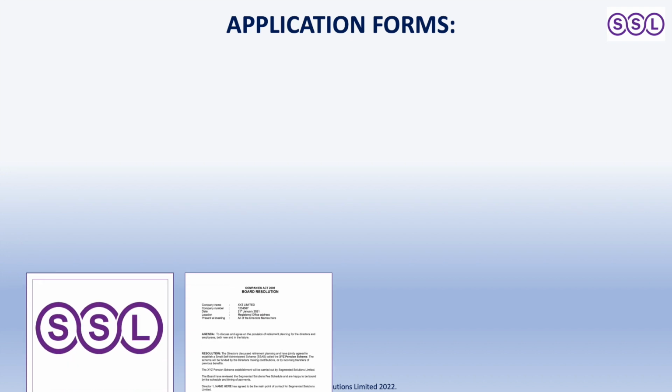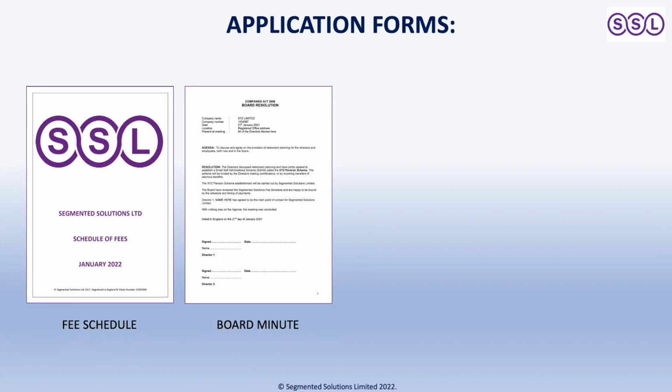First thing is, prior to the application forms, the sponsoring employer, the company that's going to decide to set up the SaaS, has to understand that there's a fee schedule involved. It needs to read it, understand it, be happy with it. It also needs to have the wherewithal to actually settle the fees. And a board minute is created by the company saying that it's decided to establish an occupational pension scheme, and that it's happy to establish it with Segmented Solutions, and it's happy with the fee schedule. So that starts right up front.